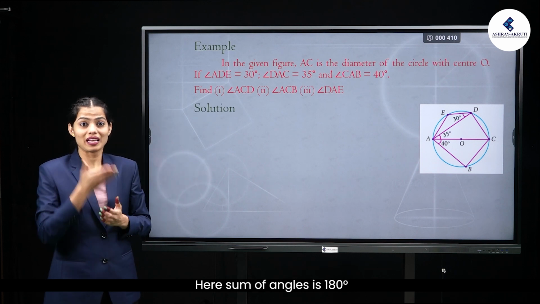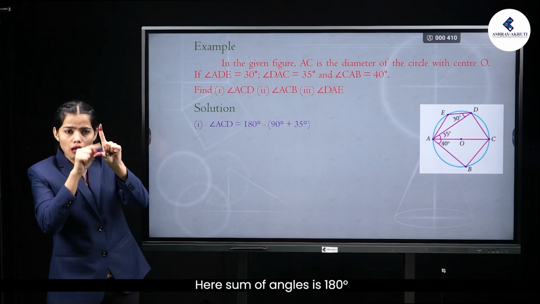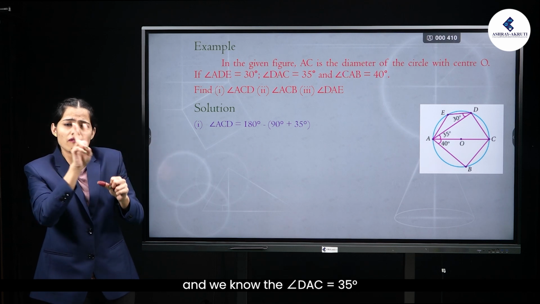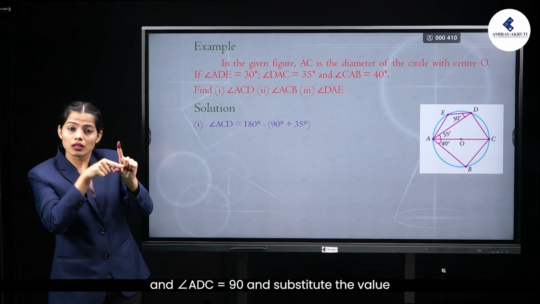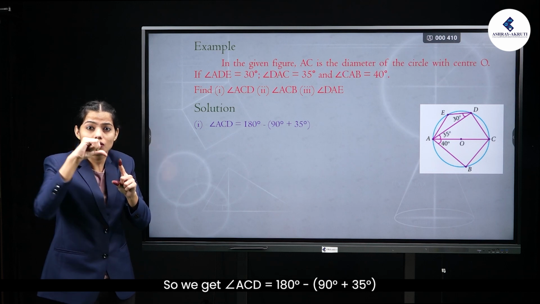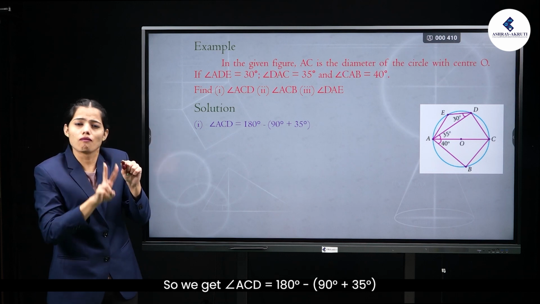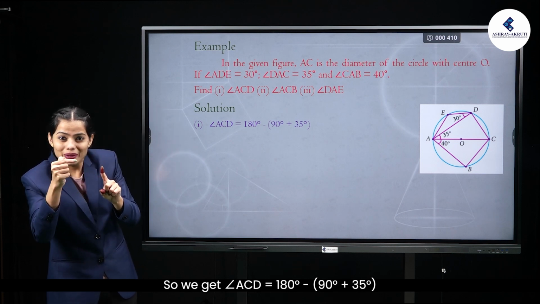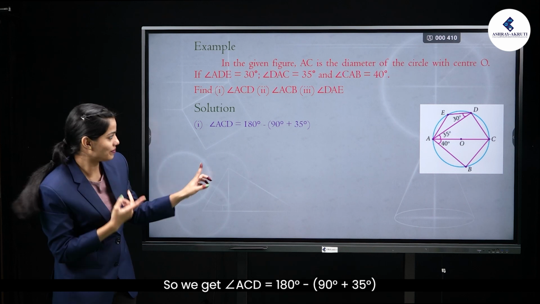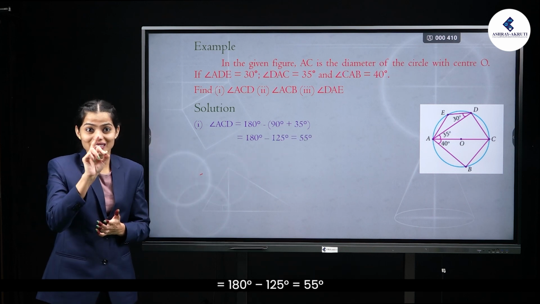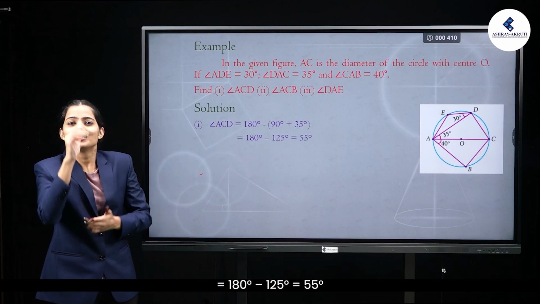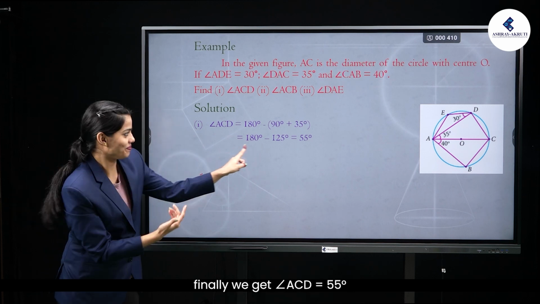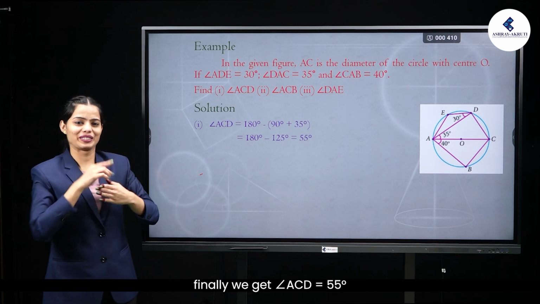Solution. Here sum of angle is 180 degrees and we know DAC value is 35 degrees and ADC is 90. Substitute values, so we get angle ACD is equal to 180 degrees minus 90 degrees plus 35 degrees is equal to 180 degrees minus 125 degrees is equal to 55 degrees. Finally we get angle ACD is equal to 55 degrees.